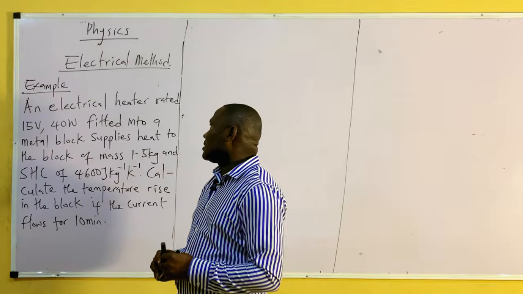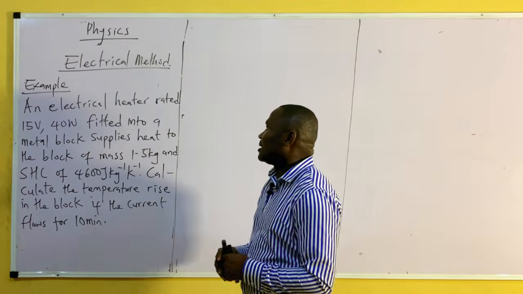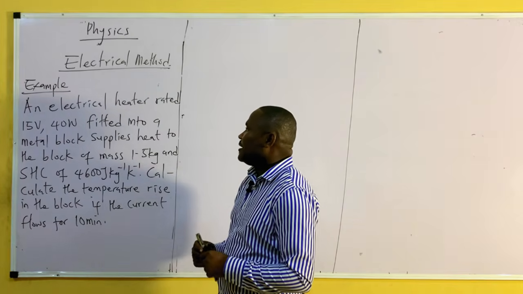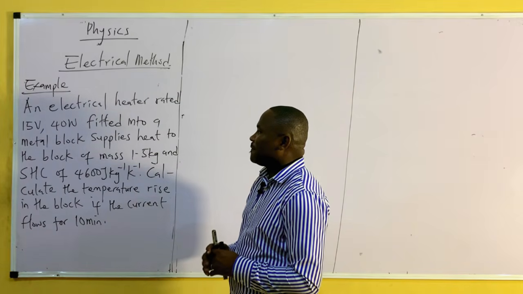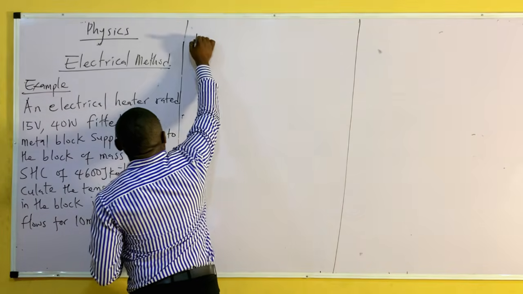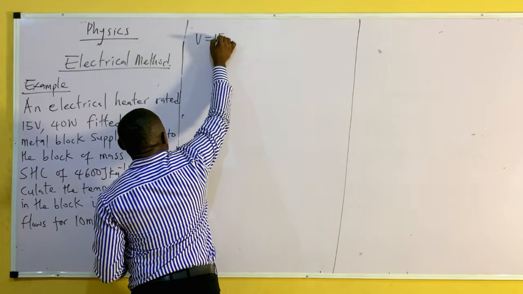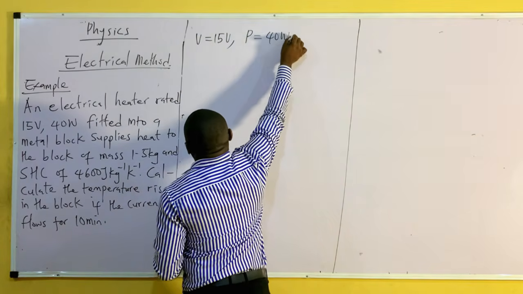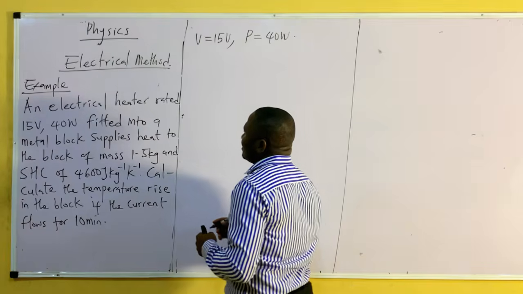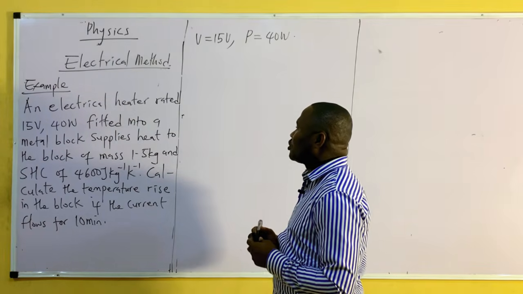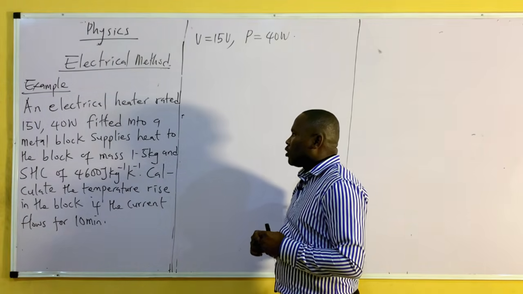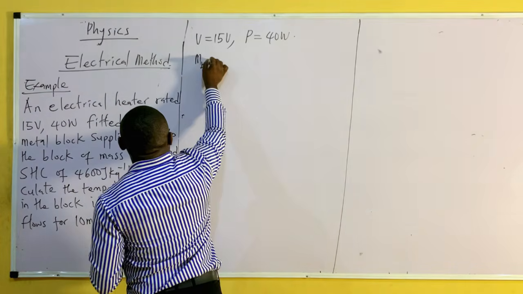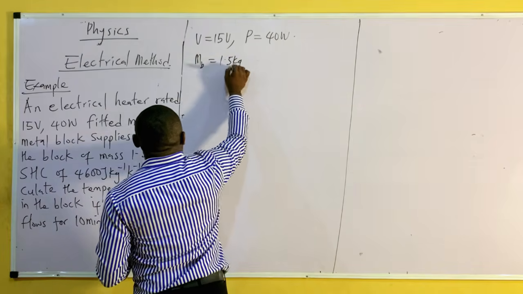Thank you. Now let's see a question as regards an example under the electrical method. An electrical heater rated 15 volts and 40 watts. Now V is equal to 15 volts, power equals 40 watts. And what's the next thing? Fitted into a metal block, it supplies heat to the block of mass 1.5 kg. Mass of block equals 1.5 kg.